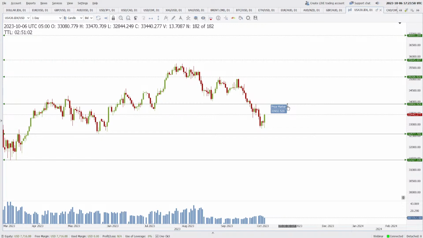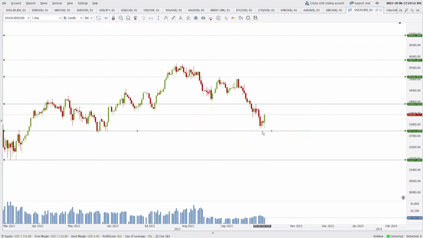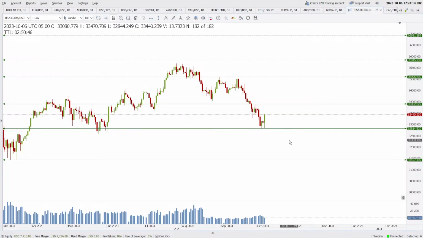33902 is an area of interest where sellers can enter. If they don't enter here, then they will not enter till 35096. The next level of resistance is 35096. The support is around here, so I am lifting it up to this place. 32814 is now the support.